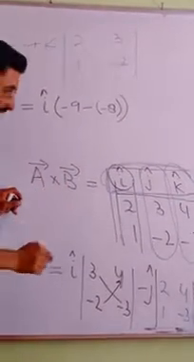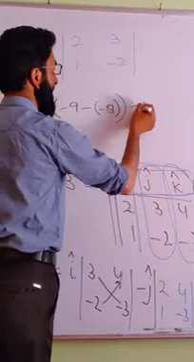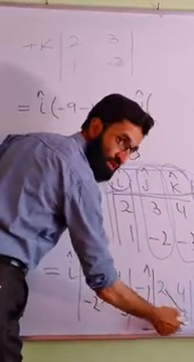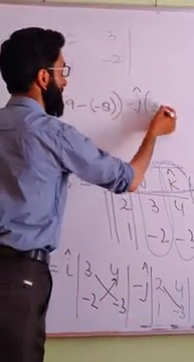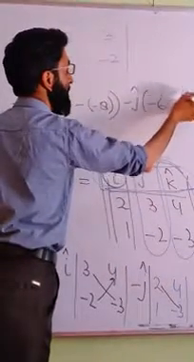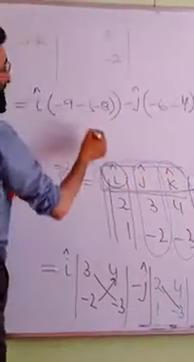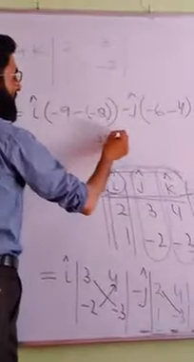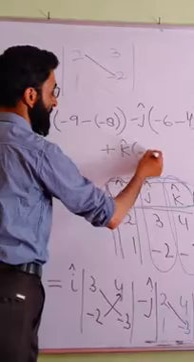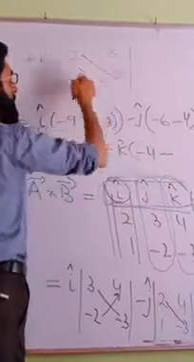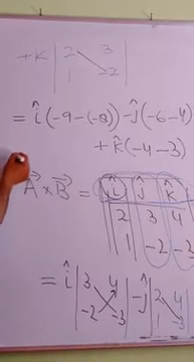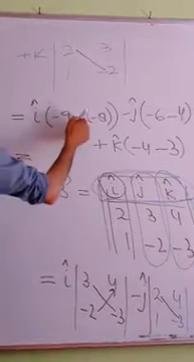Clear? After that we will write minus j cap. And we will again take the product of these two. 2 into 3 is 6. It's minus 6. Then minus 1 into 4, that is 4. After that we will write plus k cap. We will take the product of these two. 2 twos are 4, minus 4. Then minus 3 ones are 3. Clear?